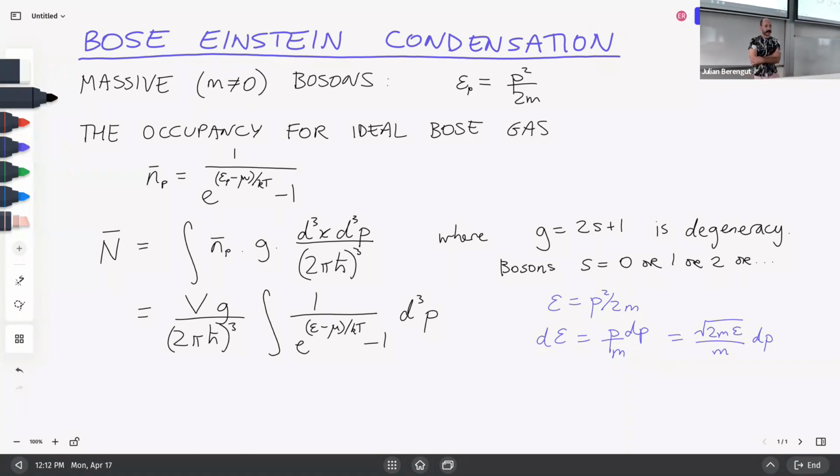The question was, what is this big N? Big N on the left-hand side here is the total number of particles in my sample, the total number of particles on average. Remember, in the grand canonical ensemble, I have variable numbers of particles.